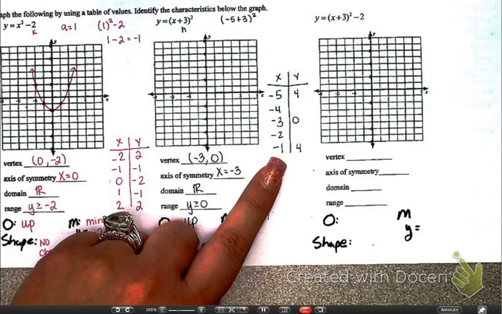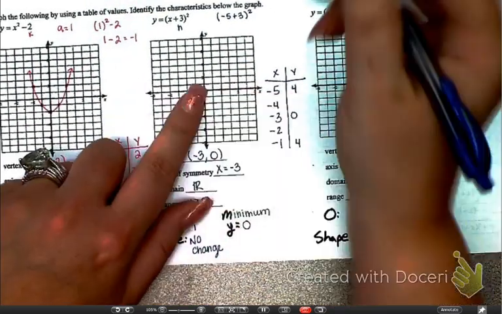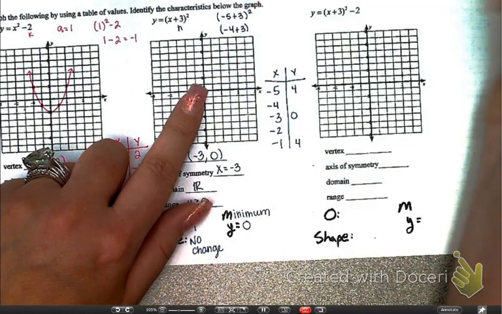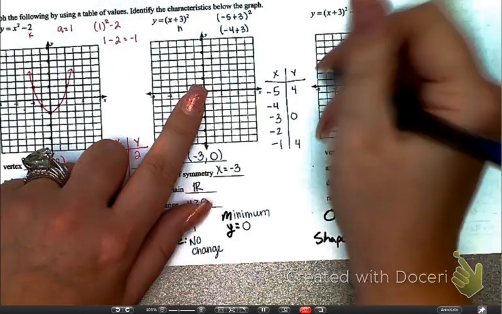So if you want to plug them all in, go by all means do so, but it's going to have symmetry. Let's plug in -4. -4 plus 3 is what? And -1 squared is 1.